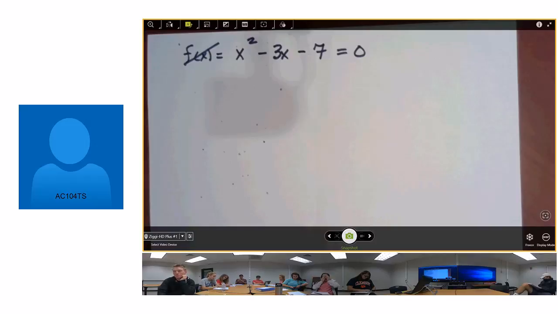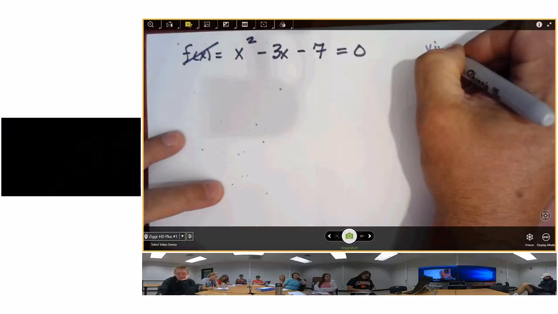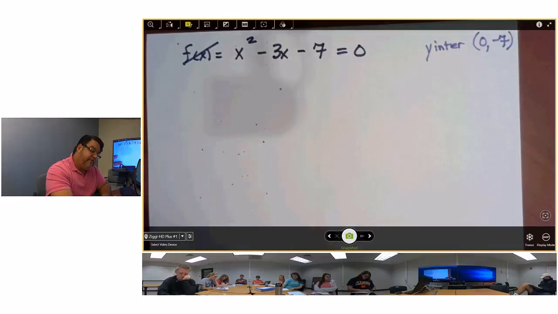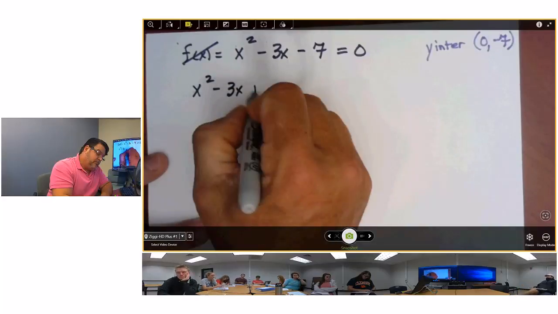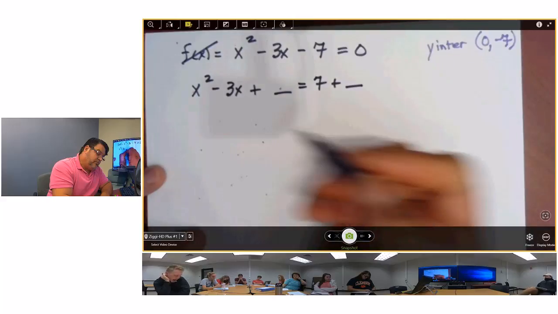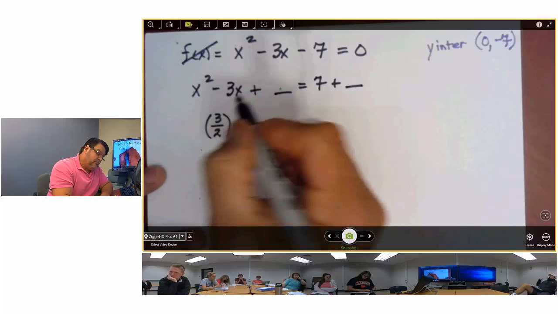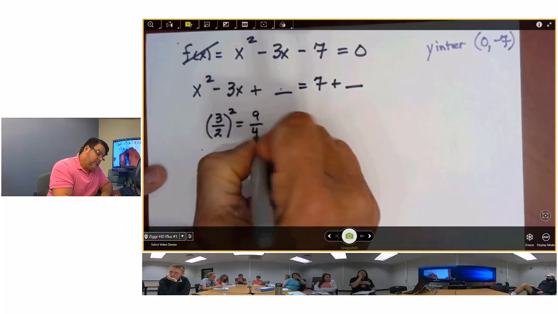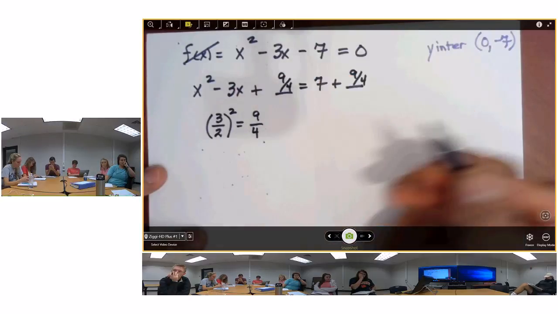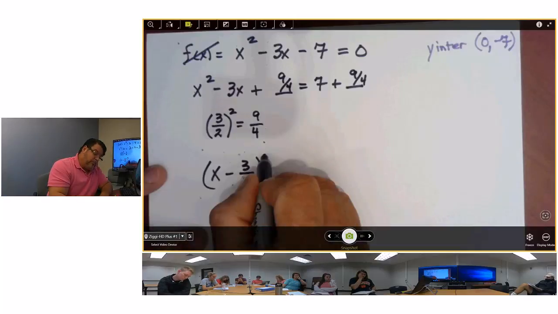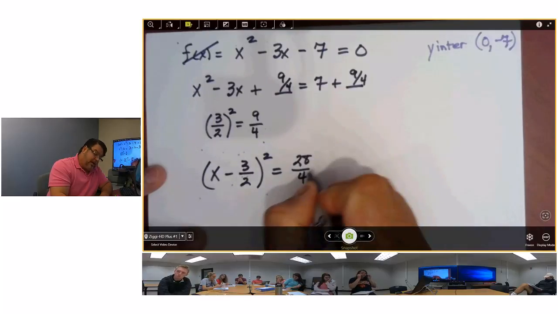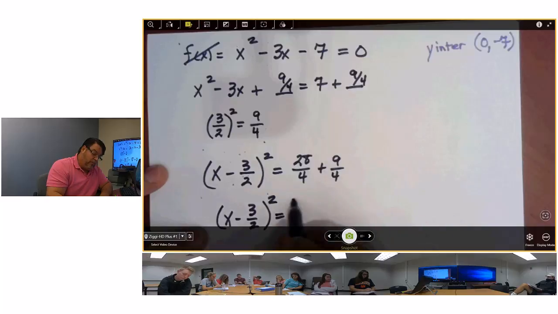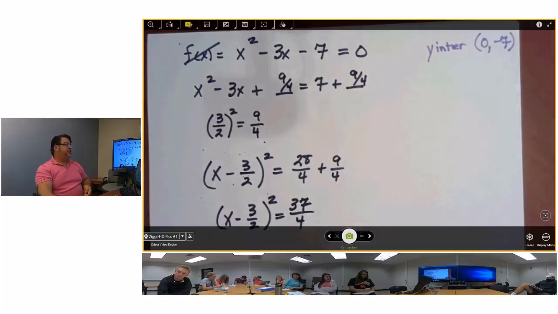All right, so what is the y-intercept? The y-intercept is what? 0, -7. x squared minus 3x plus blank is equal to 7 plus blank. Half of 3 is what? 3 halves. Don't say 1.5, that's extra work. 3 halves squared is what? 9/4. x minus 3 halves, quantity squared, is equal to 28/4 plus 9/4, which is 37/4. So there is your vertex form.